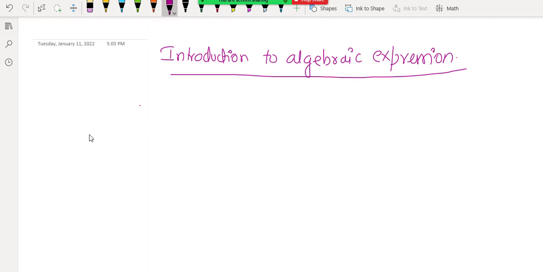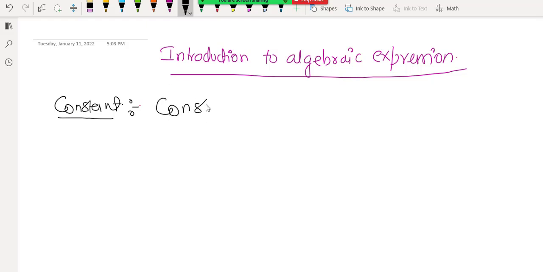Okay, we'll start our topic. Before knowing what is algebraic expression, first of all, we will try to understand some terms related to that algebraic expression. The first term we need to understand is constant. So first of all, we'll write the definition.